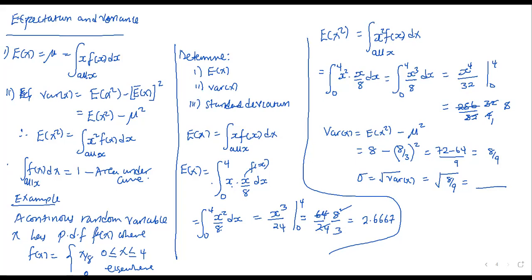Teacher, the last part is the standard deviation. It's okay. Standard deviation is the square root, represented by the symbol sigma. It is the square root of variance of x. That's why you always see variance of x is equal to sigma squared.